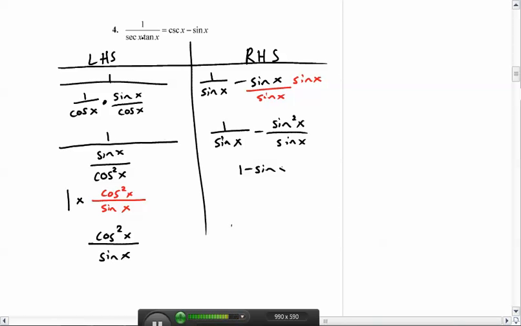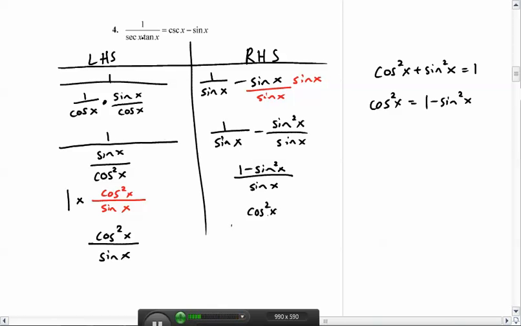So now I can put the two numerators together. 1 minus sine squared over sine x. And because cos squared plus sine squared is equal to 1, that means 1 minus sine squared is equal to cos squared. So cos squared x over sine x. Both sides are the same. Voila.